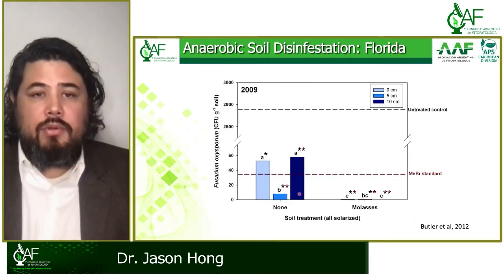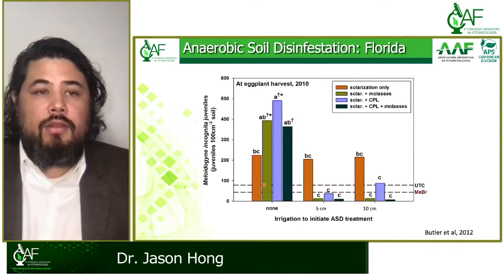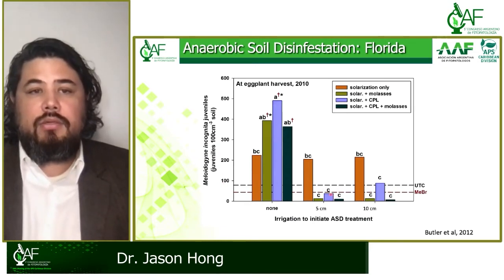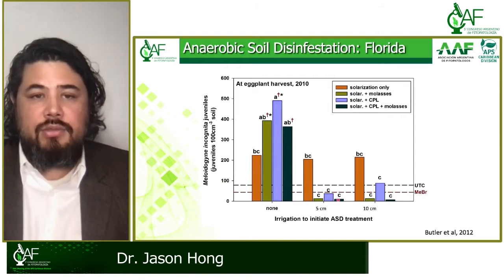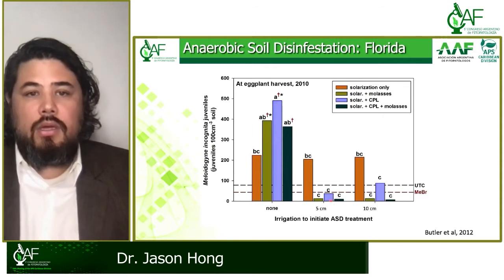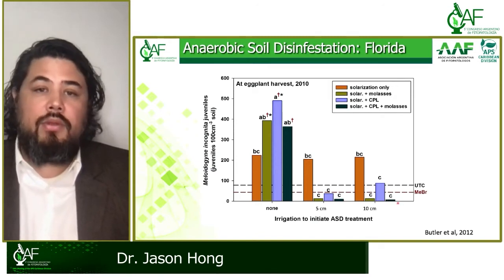Looking at fusarium, when they looked at the different amounts of water and with and without molasses, the molasses offered a better control of fusarium than the methyl bromide standard. Then they also looked at root knot nematode, and using saturation and the combination of just solarization, molasses, the chicken manure, or the combination of the 3 of them, it worked better than methyl bromide.